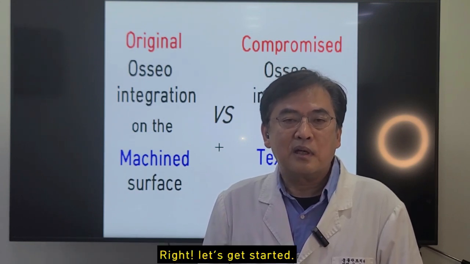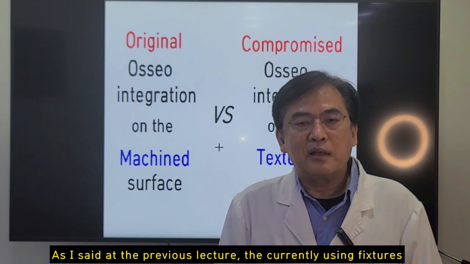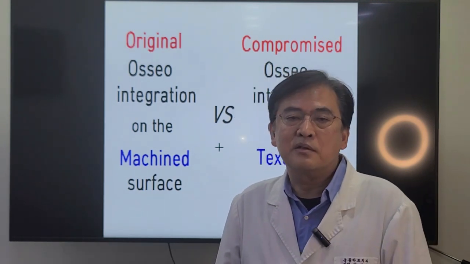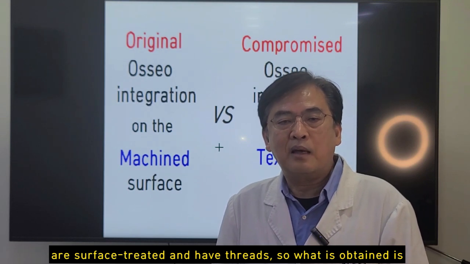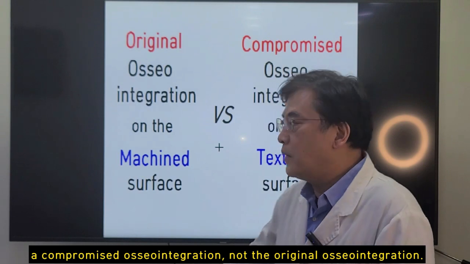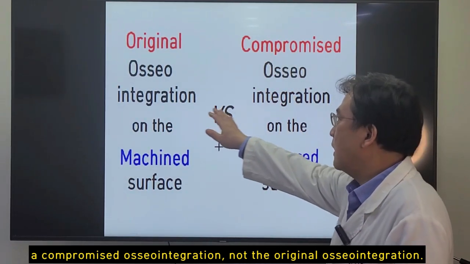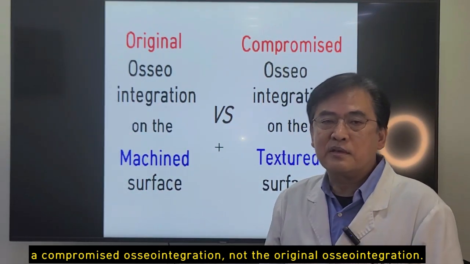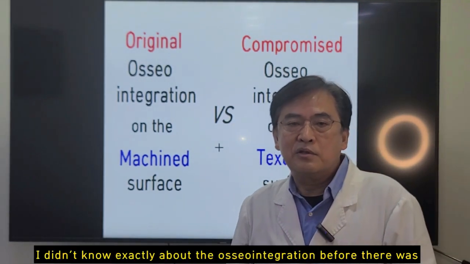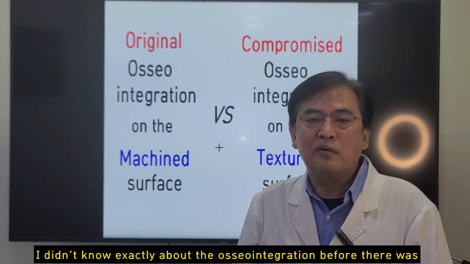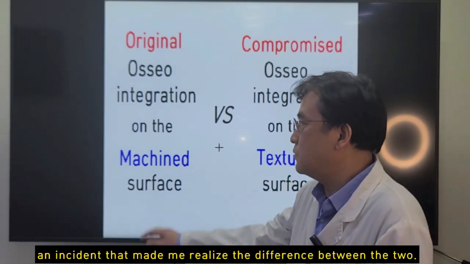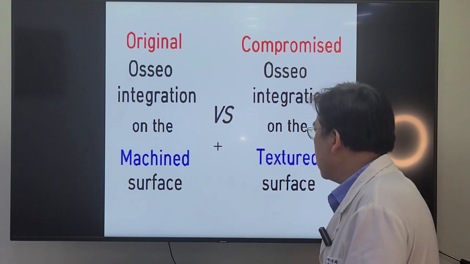Right, let's get started. As I said in the previous lecture, the fixtures currently in use have a tilted surface and half threads. So what is obtained is compromised osseointegration, not the original osseointegration. I didn't know exactly about osseointegration before an incident made me realize the difference between the two.